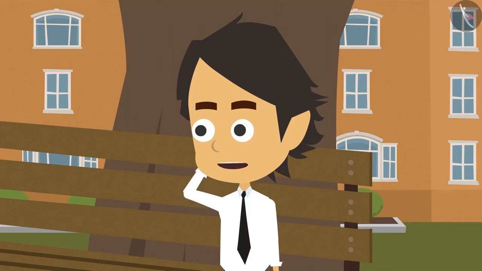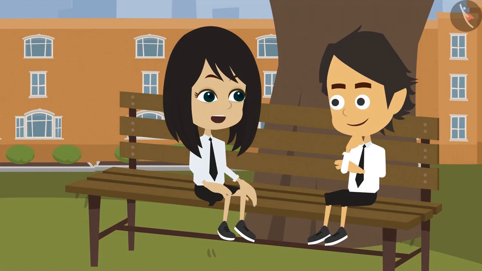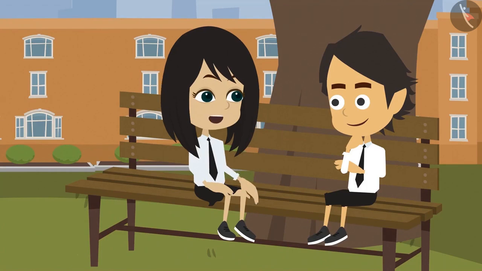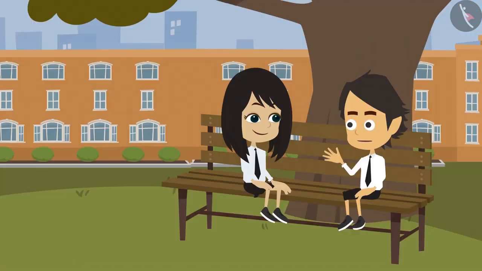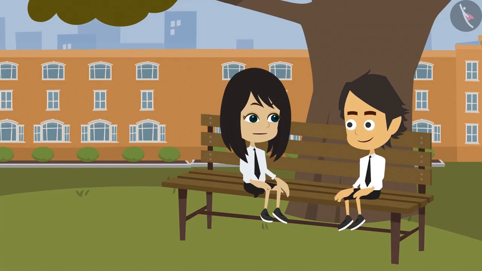I don't understand. Look, to know the first number in the multiplication table of 4, we will multiply 4 by 1. For that, we have to add 4 only once. The answer will be 4. If we add any number once, we get the same number. Yes, that's why 2 ones are 2 and 3 ones are 3.